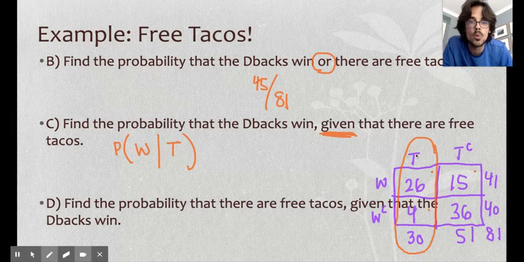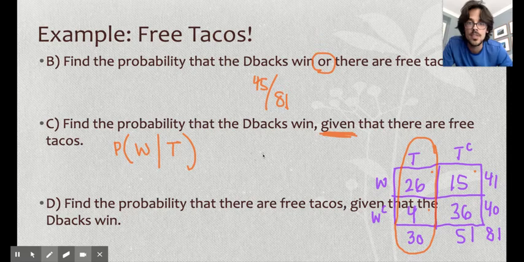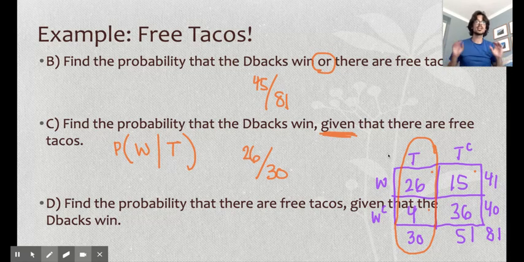We already know there are tacos, so games without tacos don't matter to us anymore. We're not looking at all 81 games anymore. Now we only have 30 games that we're choosing from. So there are 30 games where they got tacos, and they ask for the probability that they win. Well, that's 26 out of the 30. So basically, conditional probability in a table is pretty straightforward.